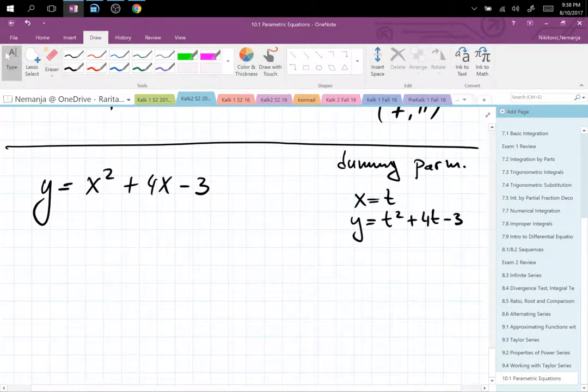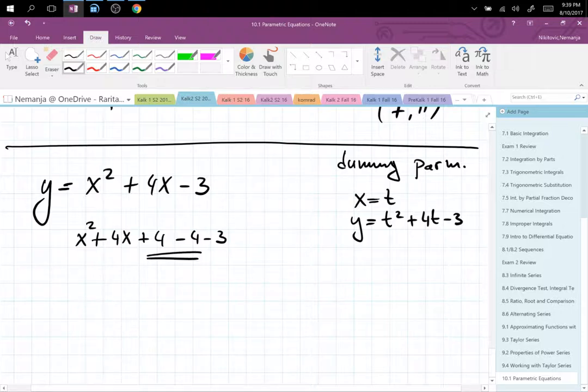What I can do is complete the square. So I can say x squared plus 4x plus 4 minus 3, right? This is the completing the square part. Half of b squared: half of 4 is 2, squared is 4, so add and subtract. And now the first part over here is going to be the parenthesis of x plus 2 squared minus 7.